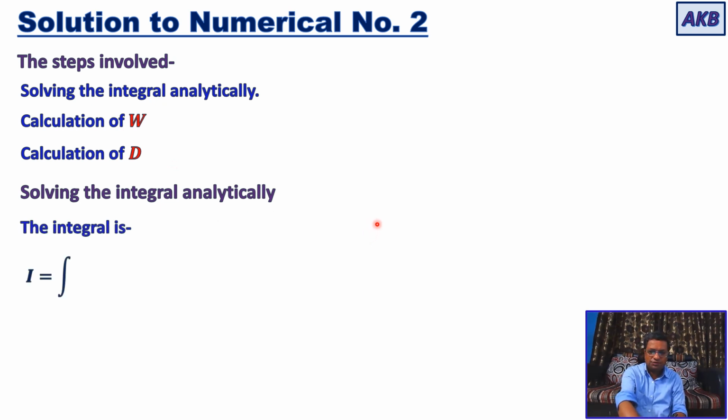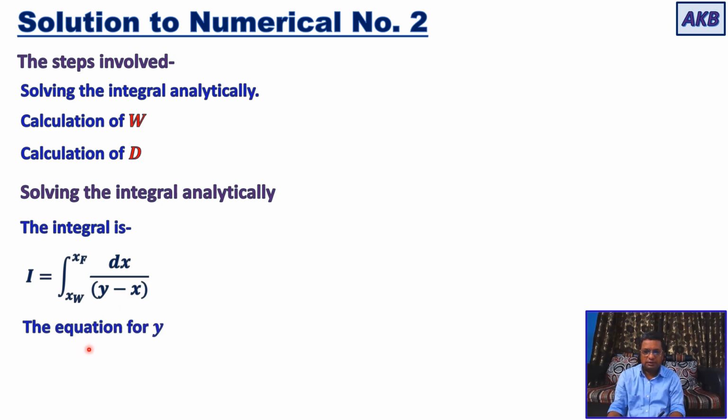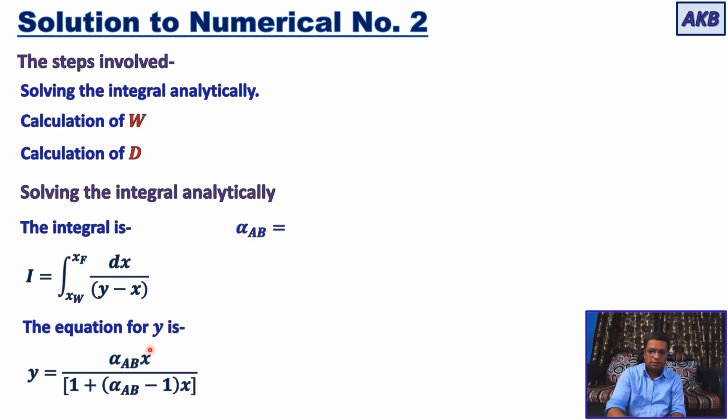What is the integral? Let us denote that by I. So the integral I is equal to integration from xw to xf of dx upon y minus x. Now, as we have decided, we are going to use the equation for y. So y is alpha_ab x divided by 1 plus (alpha_ab minus 1) into x. Alpha_ab is known to us, it is 2.16.